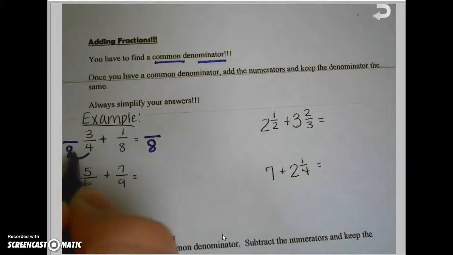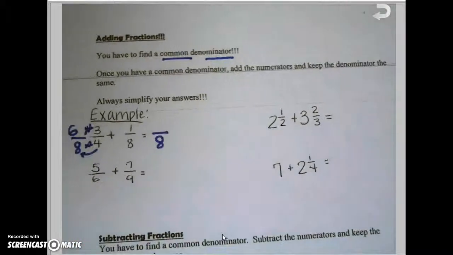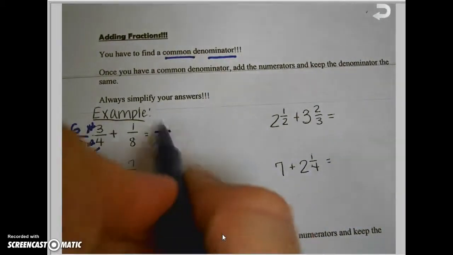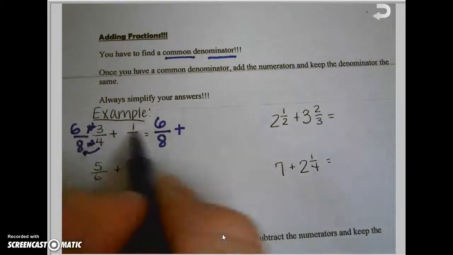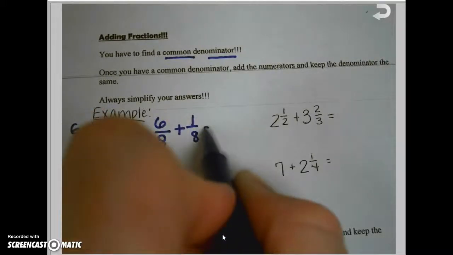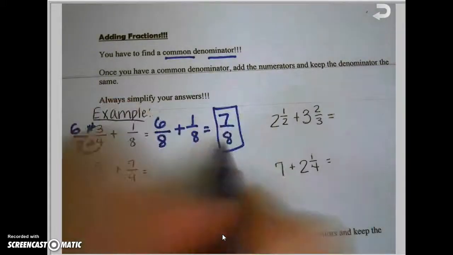So I can do 4 times 2 to get to 8. So I'd do 3 times 2 and I'd get 6. So 6/8 is the same thing as 3/4. So now it's 6/8 plus 1/8, which would be 7/8.